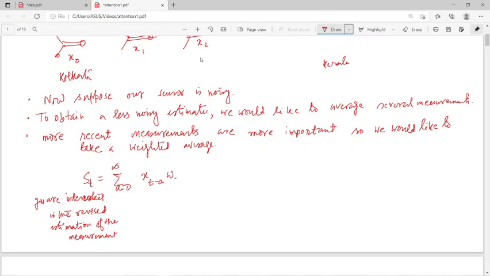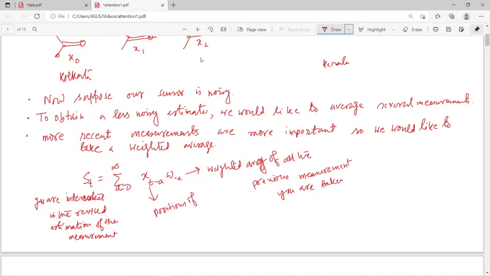I am denoting that by using minus A, that is the weighted average of all the previous measurements you have to take. That means this W is nothing but the weighted average, because we are writing this summation sign. So this is nothing but the weighted average of all the previous measurements you have taken, and these are nothing but the previous positions.